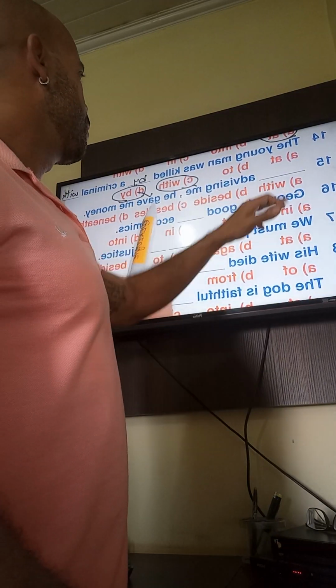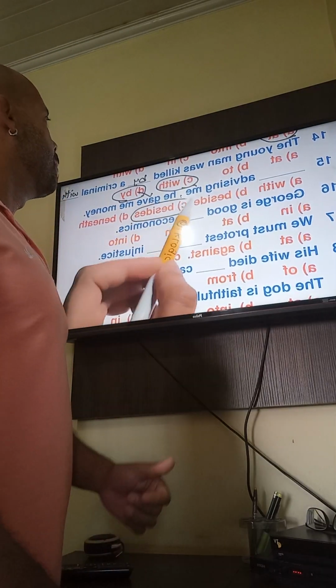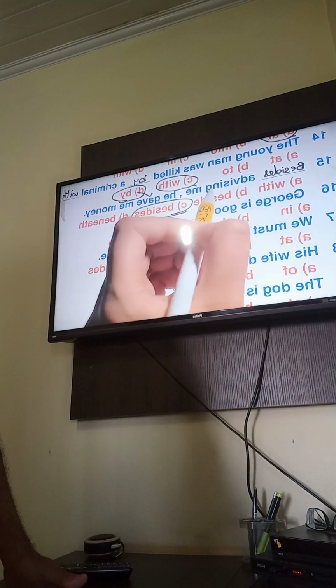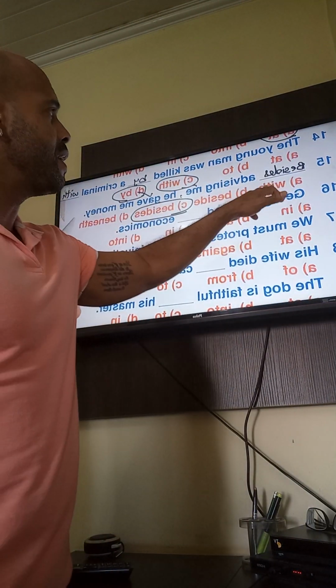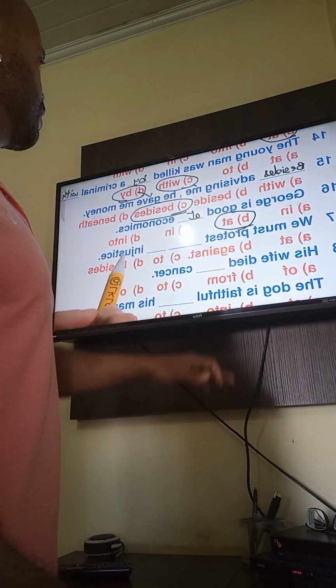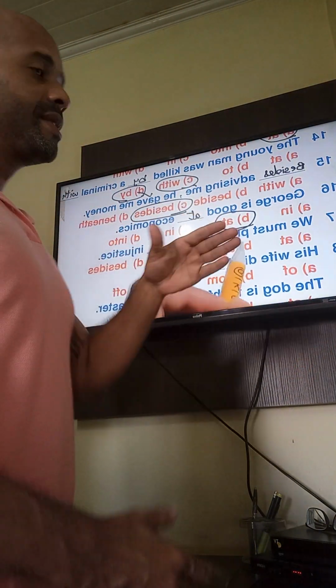Okay, blank advising me, he gave me money. So we have the options with, beside, besides, and beneath. What do you think it is? Besides, yes. Besides advising me, he gave me money. Because if you think with advising me, oh, it doesn't fit well, it is not okay. So you have to eliminate some. When you eliminate some, you understand, okay, this is not the proper one, and you get the others. As I said about some specific things, some places, or when you want to talk about time, you can use at.